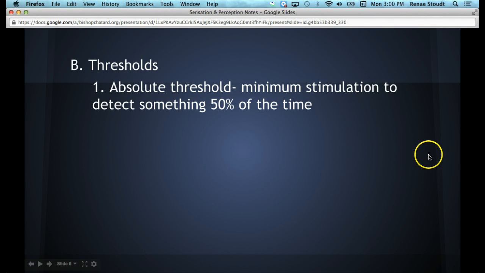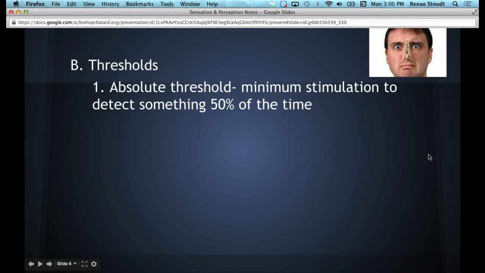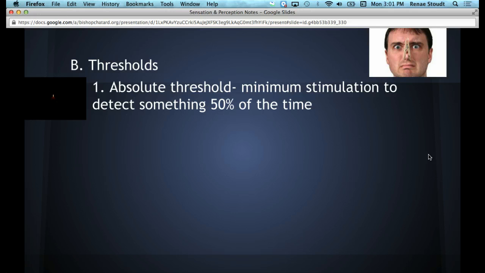Okay, absolute threshold also includes the smell, for example, even sight. How far away can you see a lit candle? This is the absolute threshold. How far away can you be? Now, absolute threshold is going to be 50% of the time I can see it, or I can smell it, or I can taste it, and 50% of the time I can't.